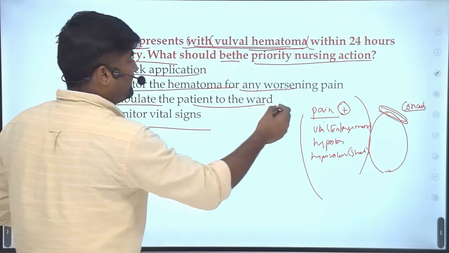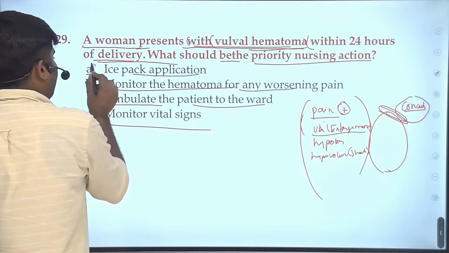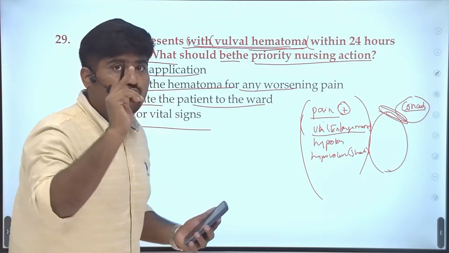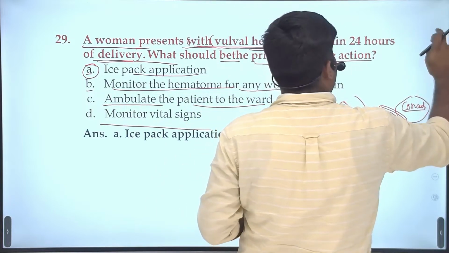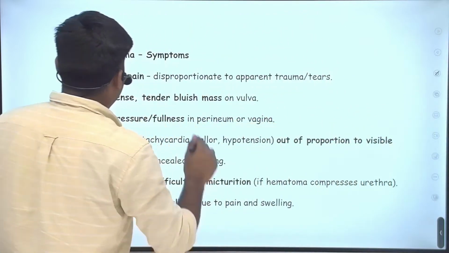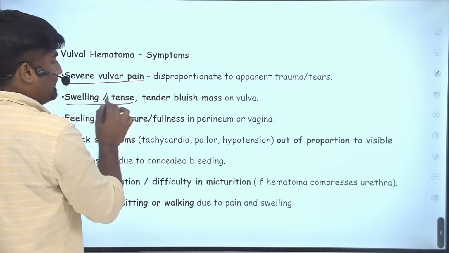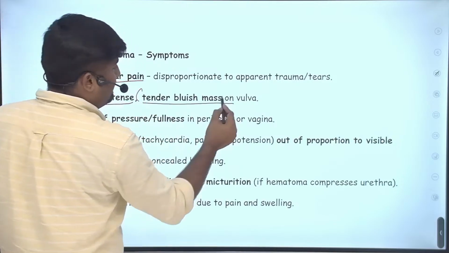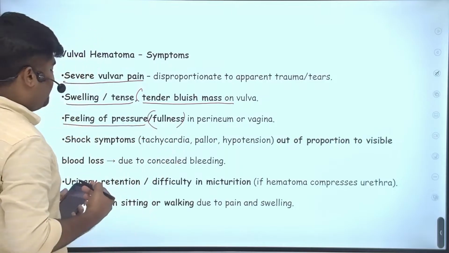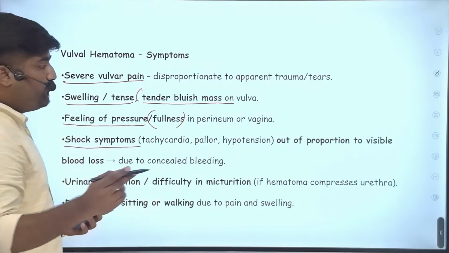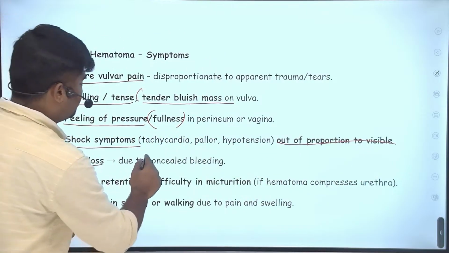First we have to monitor that, and there will be a concealed variety also, so ice pack application is the first and foremost nursing action, okay, to reduce the symptoms of vulval hematoma. Okay, what are the symptoms? Severe vulvar pain, disproportionate pain will be there, swelling and a tender bluish mass on the vulva you can see, and a feeling of pressure, that is fullness you can see in the perineum, shock symptoms, followed by blood loss out of proportion to the visible portion due to concealed bleeding.